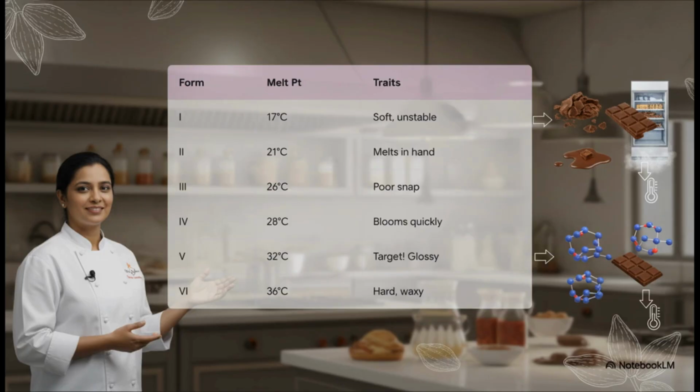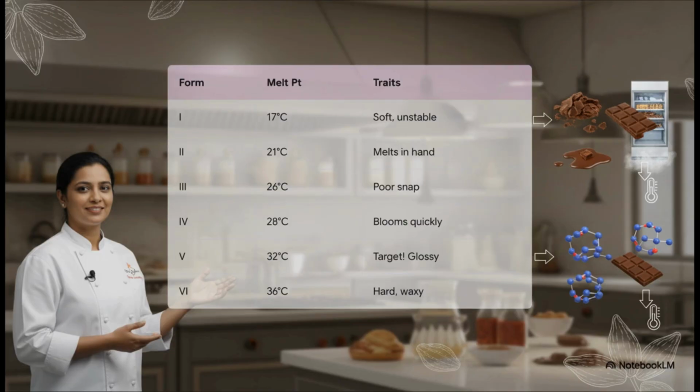Say you shock your melted chocolate by chilling it way too fast, like throwing it straight into the freezer to set. Well, you're going to create form I and form II crystals. If you look at the chart, these melt at just 17 and 21 degrees Celsius. They are highly unstable. The chocolate stays super soft and just crumbles instantly when you try to pick it up. Now, what if you just leave the melted chocolate out on the counter to cool naturally at totally uncontrolled room temperature? That's when you get form III and form IV. Sure, the chocolate might look somewhat firm, but it lacks any real gloss, it's got a terrible snap, and with melting points of 26 and 28 degrees, it just melts far too easily.